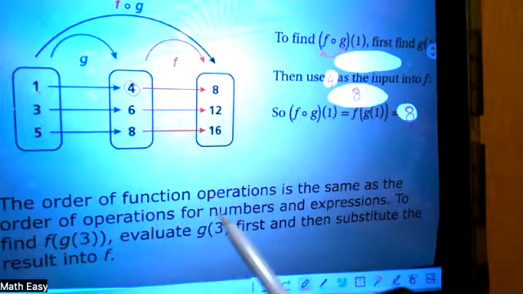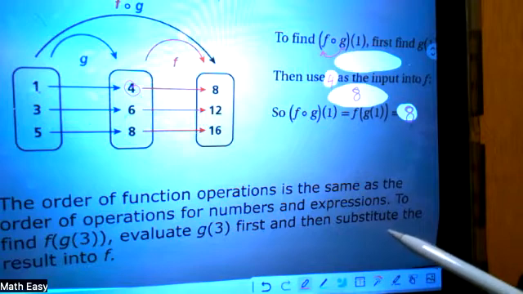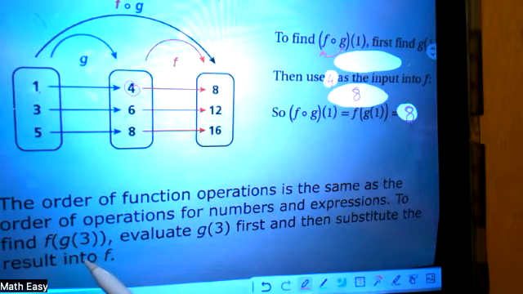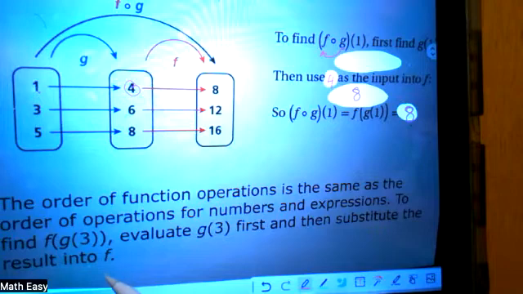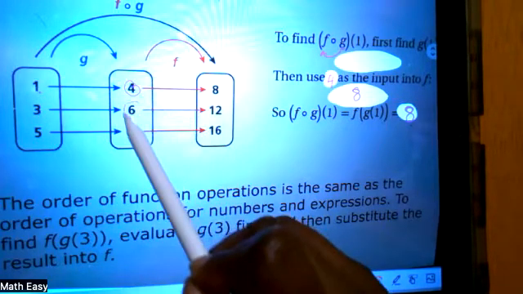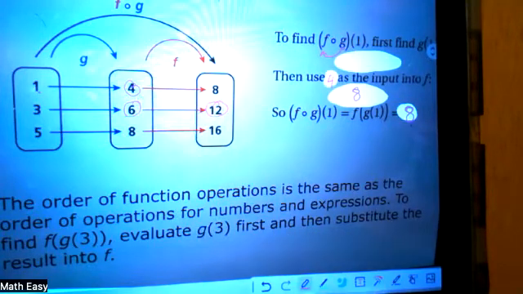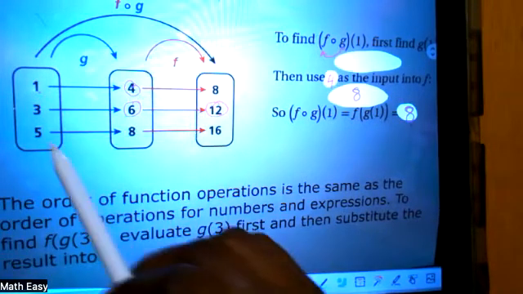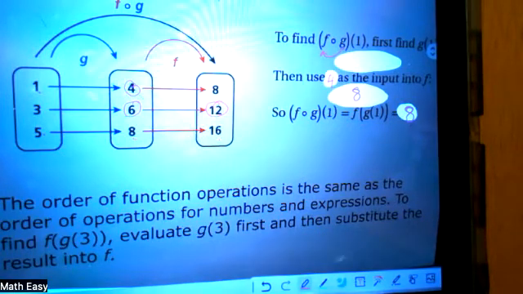The order of function operation is the same as the order of operations of numbers and expressions. To find fg of 3, evaluate g of 3 first, then substitute the result into f. So g of 3 corresponds to 6, and then 6 corresponds to 12. Finally, if you need to find fg of 5, 5 corresponds to 8, and then 8 corresponds to 16. All right.